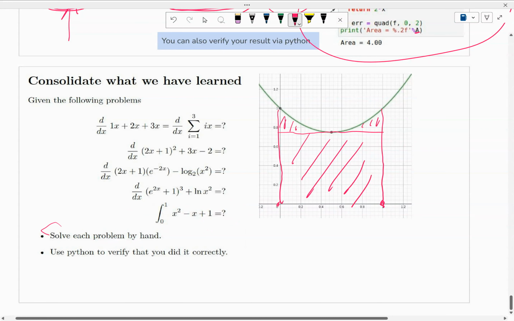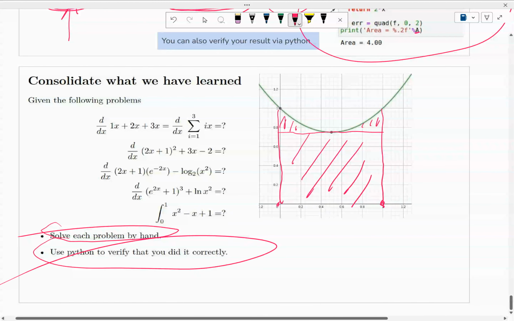What I want you to do in class today is to solve each of these problems by hand, and then use Python to verify.